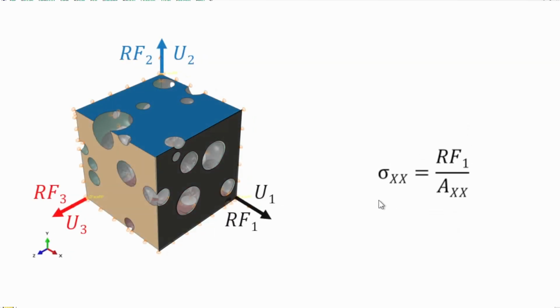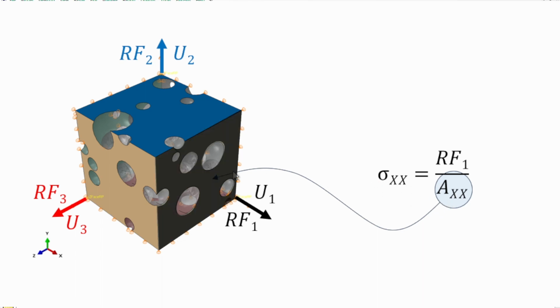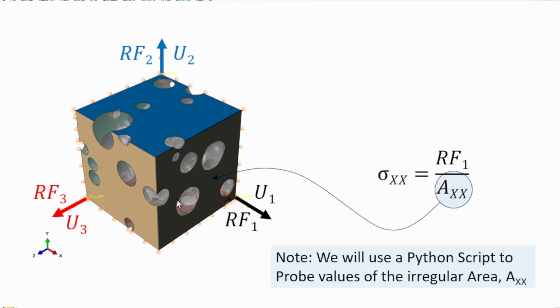Now if you look a little bit more, one thing becomes interesting because my surfaces here are actually irregular. The area here, which I call AXX for the stress in the x direction, will be this region, and it's irregular, so it's going to be a little bit difficult to find.